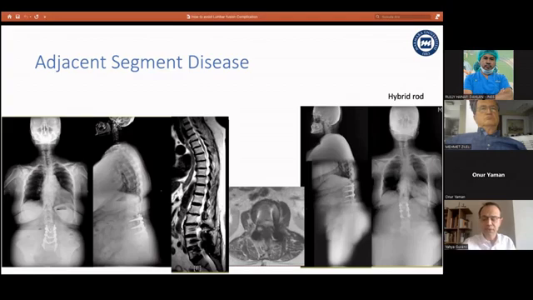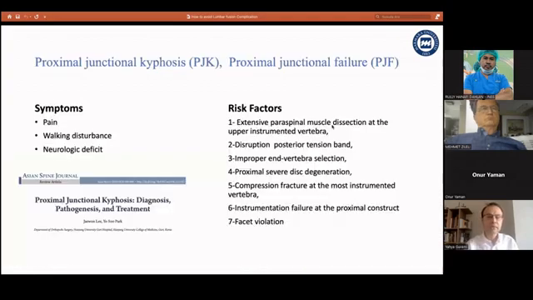Another complication is proximal junctional kyphosis and proximal junctional failure. Symptoms are pain, walking disturbance, and neurological deficits. This complication has some risk factors. If we prevent these risk factors, we prevent this disease.